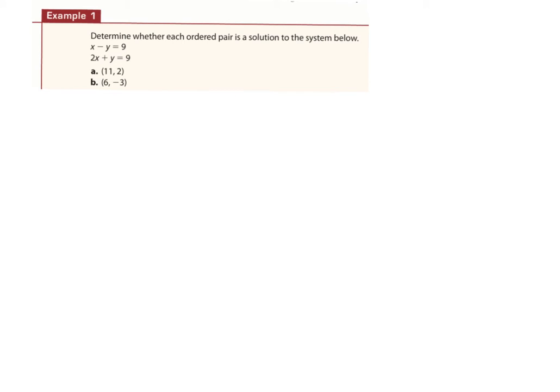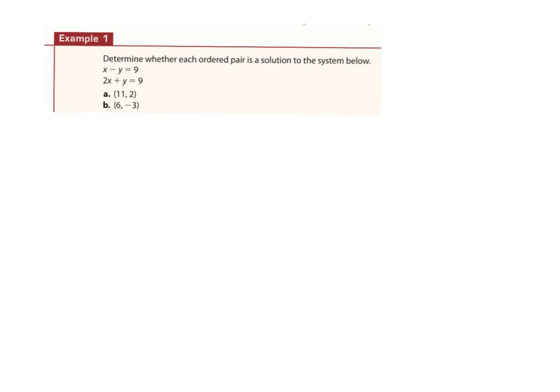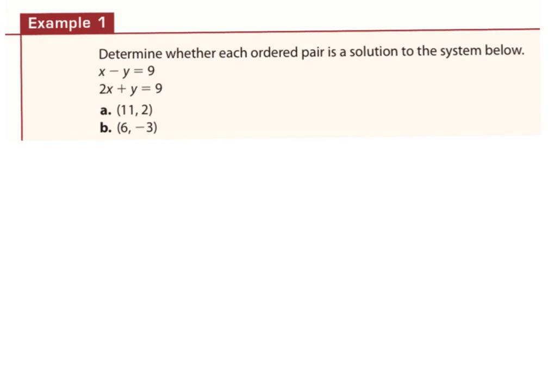So example 1 says, determine whether each ordered pair is a solution to the system. All right, so they want to know if the ordered pair is a solution to the entire system, which means in order for it to be a solution to the whole system, it has to work for this equation and this equation, both of them. All right, and so how do we check that? Well, we are going to check it simply by plugging it in. So we're going to take the point 11, 2, and we're going to plug it into each one of these.